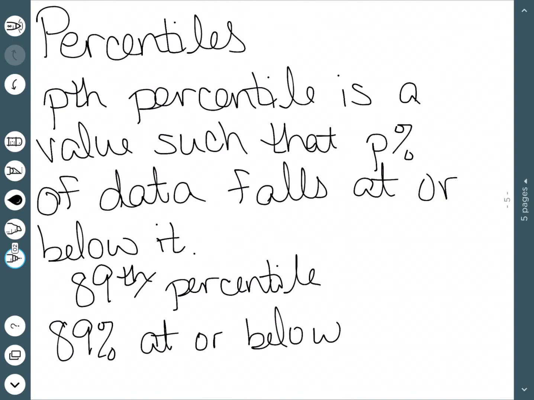Percentiles are used quite often, especially with standardized testing, or if you go to the doctor, especially with children, you'll see their height and their weight percentile. It tells you what percentage of people are at or below where you are.